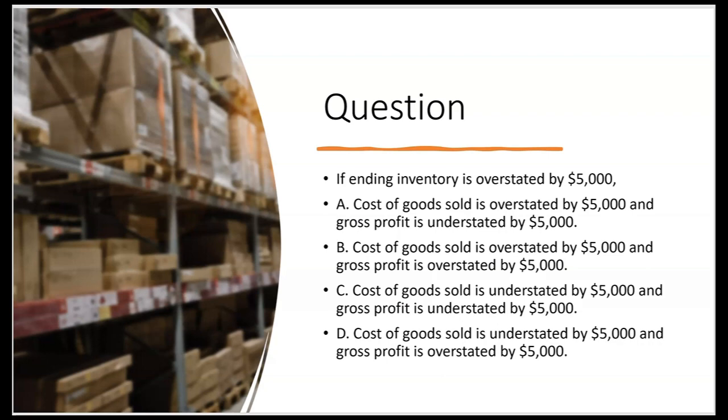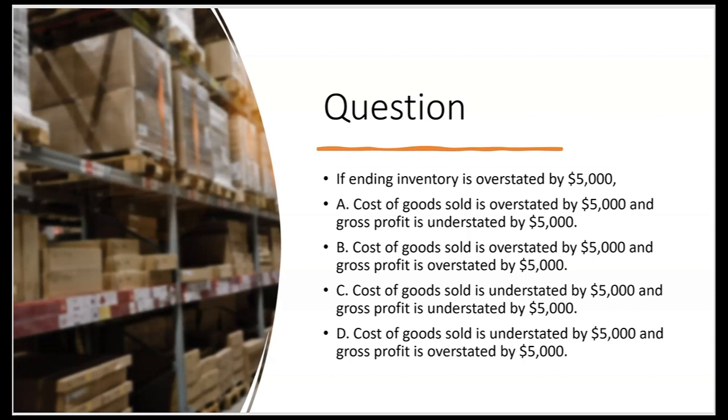This is a little more sophisticated a question, the kind of question I think you're going to see on the exam. If ending inventory is overstated by $5,000, A, cost of goods sold is overstated. If ending inventory is overstated, could cost of goods sold be overstated? No. So A and B are out. Helps to know the basics, right?